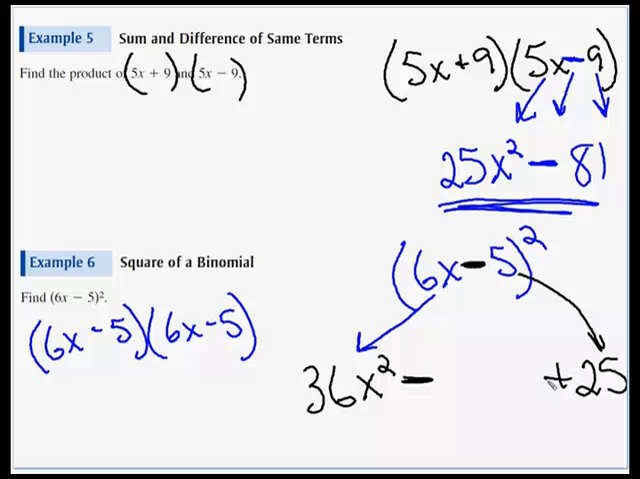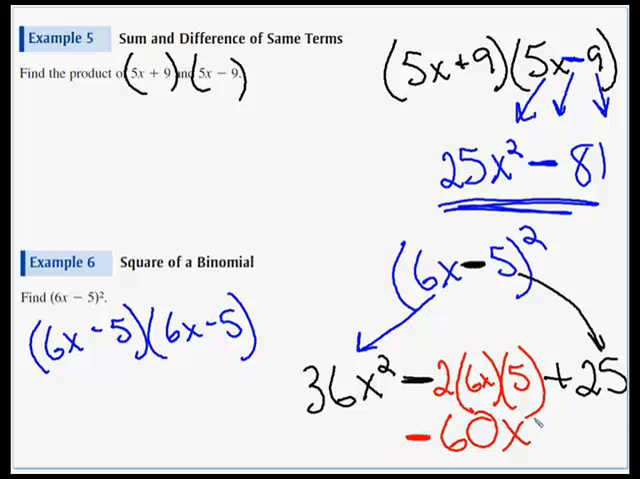Because this sign is a minus, we're going to have a minus sign first here, and then plus. Think about it this way. When we square, negative 5 times negative 5 is positive 25. But what is this middle term? Remember, the middle term is 2 times the first term, 6x, times the second term, 5. And when we multiply that out, 6 times 5 is 30, times 2 is 60. Minus 60x will be our middle term.